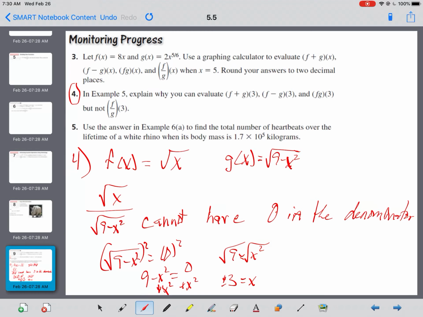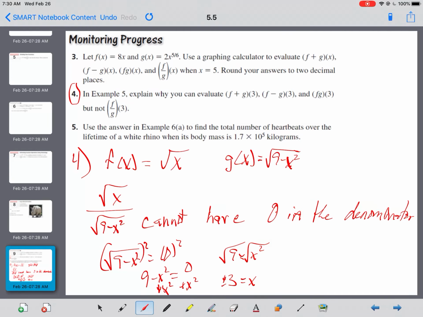Well, so if you plugged in 3, you'd get a 0 on the bottom, which is an undefined situation. So that is a domain limit. You can't do x is 3 because the denominator would be 0. It's a domain limit. That's why.